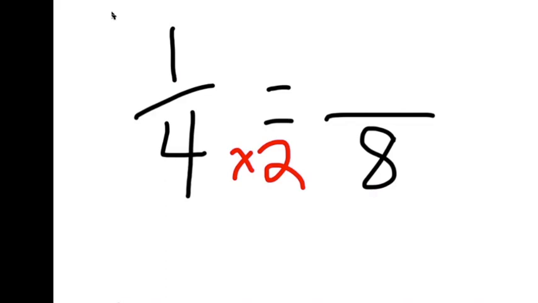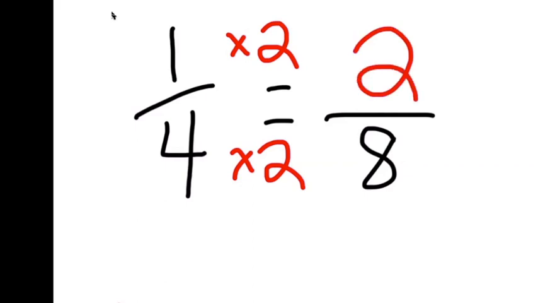And remember, whatever I do to the bottom, I always have to do the same to the top. You can't just pick and choose what you want to do. You have to do it to the top. So I'm going to now multiply my top by 2 also to get an equivalent fraction. 1 times 2 is what? Show me with your fingers. Nice job. So now I have 2/8.